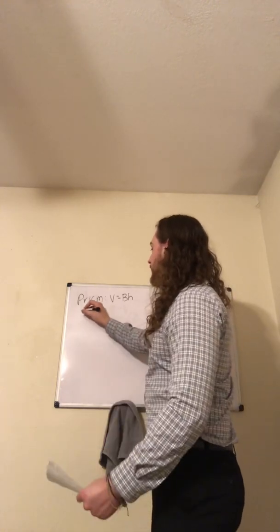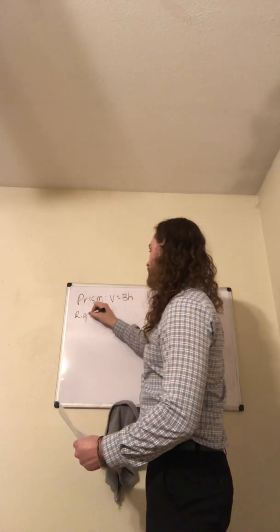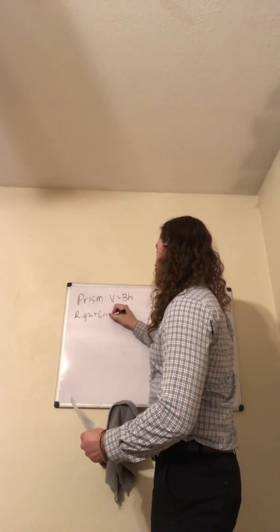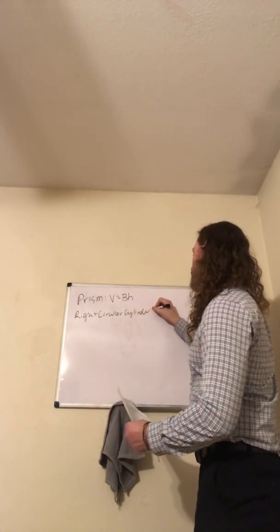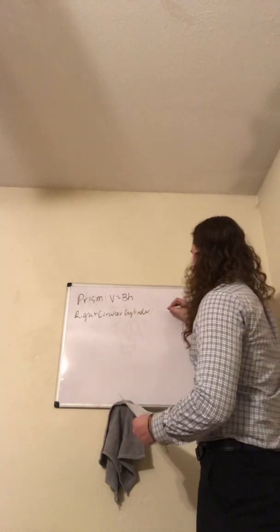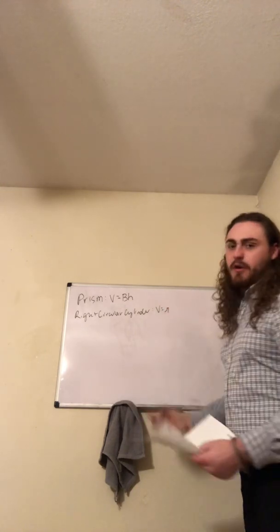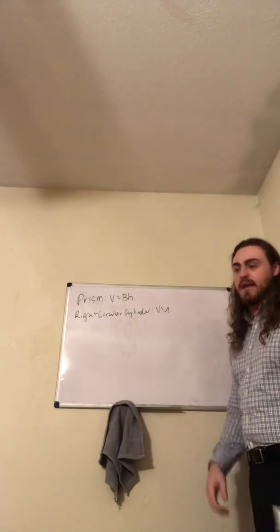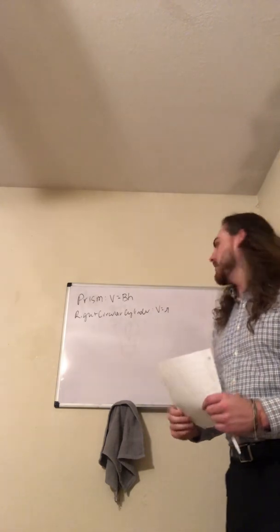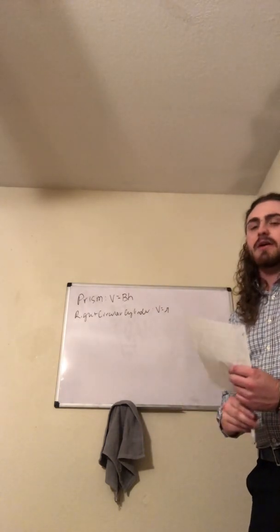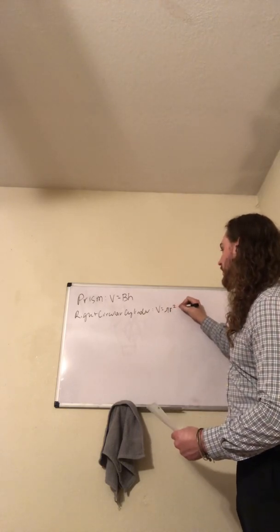A right circular cylinder: the volume is equal to pi. Now don't let that term scare you just because it's a weird term. It is a Greek letter, just like we studied last week. In this case, it's just used as a constant, and then it's pi times the radius squared times the height.